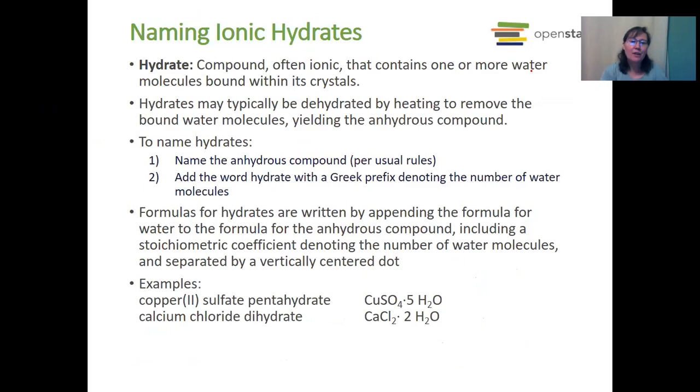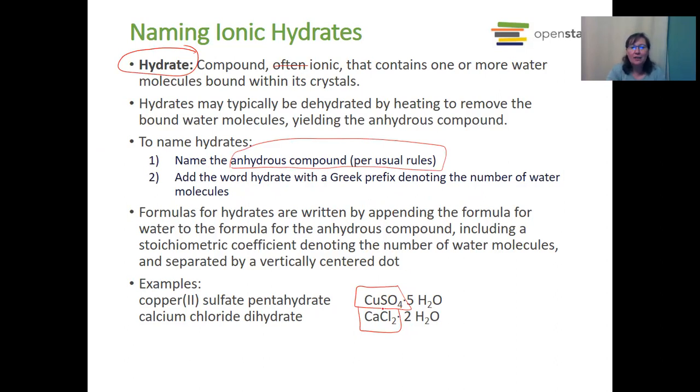Okay, so now let's take a look. Remember I said we were going to add one thing at the end of that, and those are hydrates. Ooh, hydrates. A hydrate is a compound, often ionic. We're only going to look at ionic hydrates in this class. It contains one or more water molecules bound within its crystals. Okay, so to name hydrates, first you name the anhydrous compound, and that part, the anhydrous compound, is right here and right here, using the usual rules. And then you add the word hydrate with the Greek prefix denoting the number of water molecules that are complexed with it.